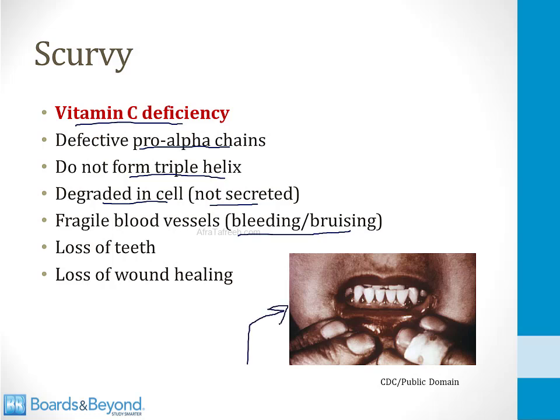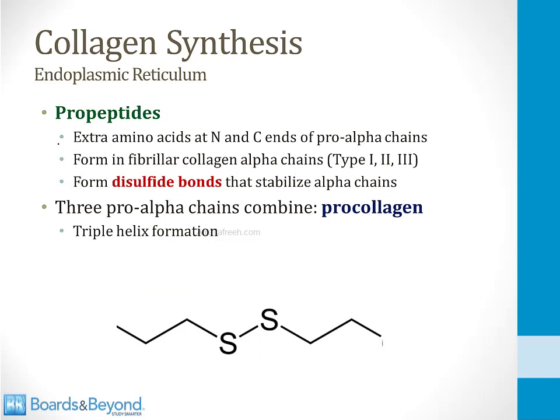That can be bleeding in the gums. In addition, people can lose their teeth, and there can be poor wound healing. All of this is the result of vitamin C deficiency and inability to hydroxylate those proline and lysine residues in pro-alpha chains. Back to our discussion of collagen synthesis.